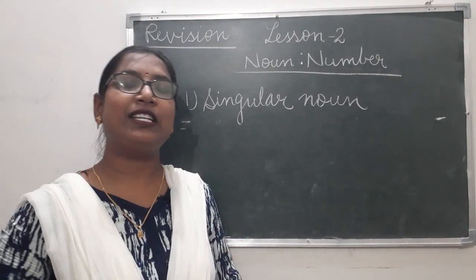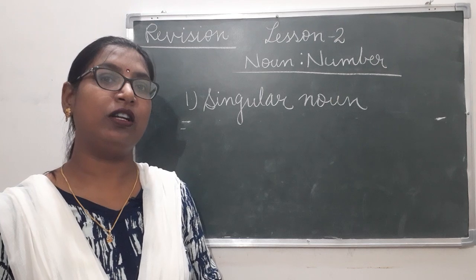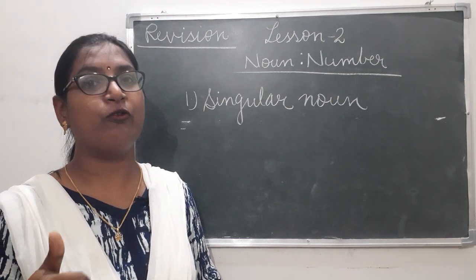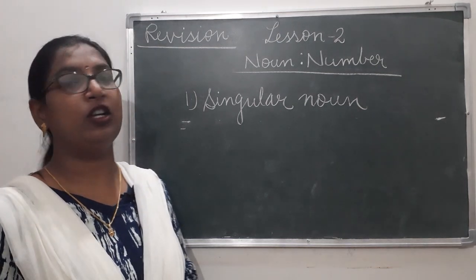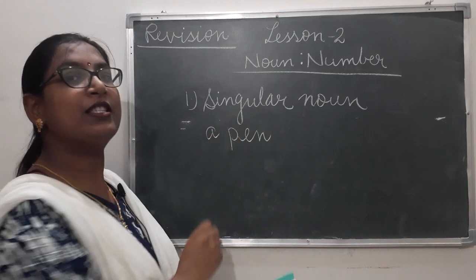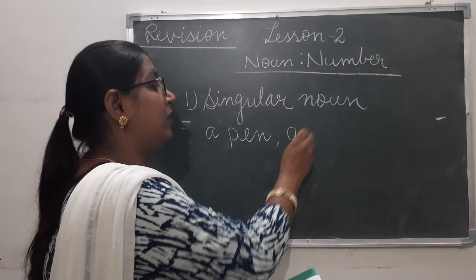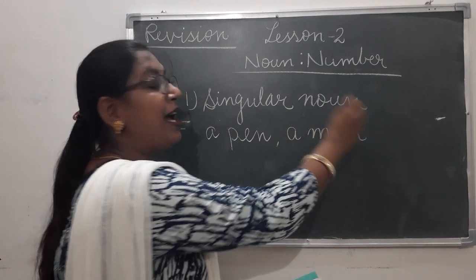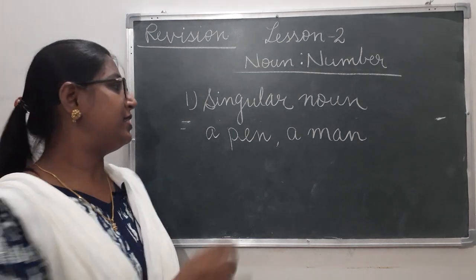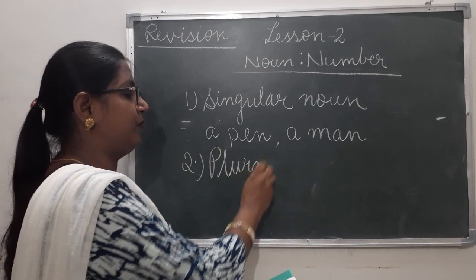A noun which indicates one person or thing is called a singular noun. The noun which indicates only one person or thing. For example, a pen means one pen. A man. A man means one man we are talking about. Second is plural noun.